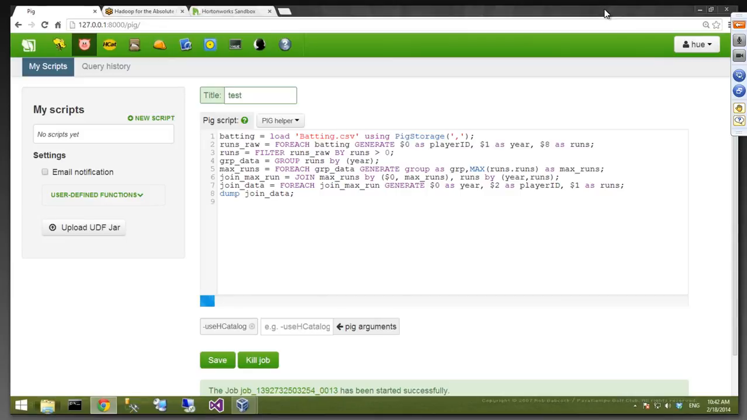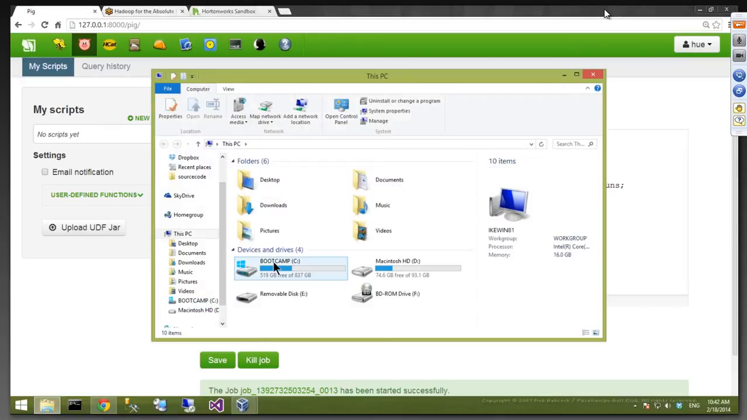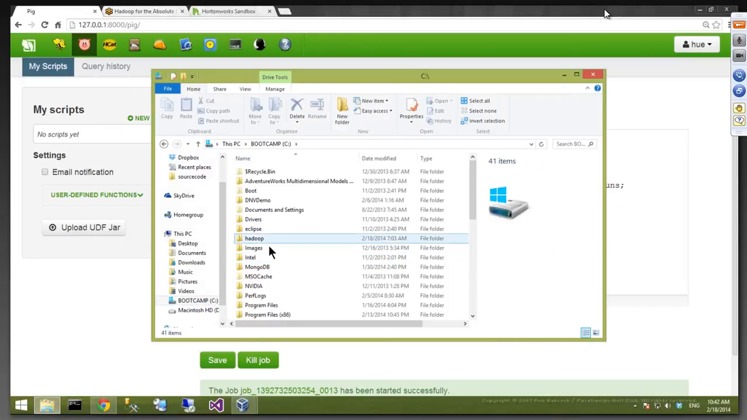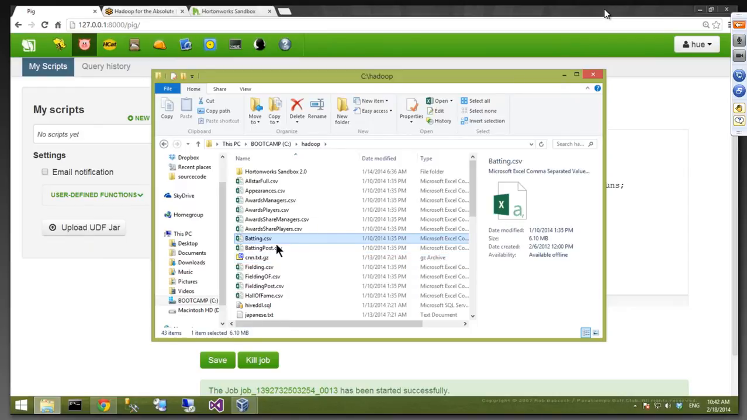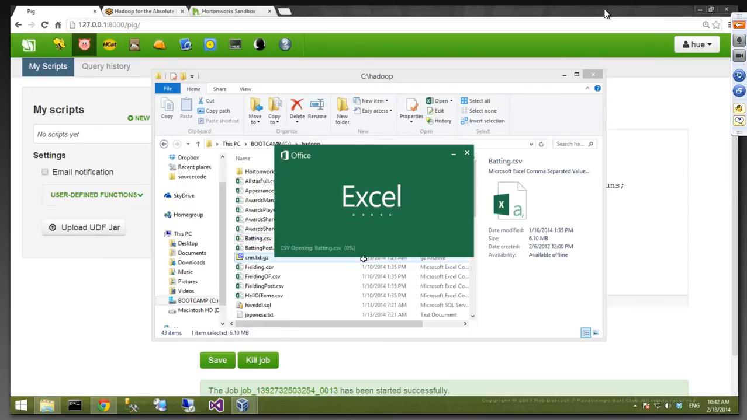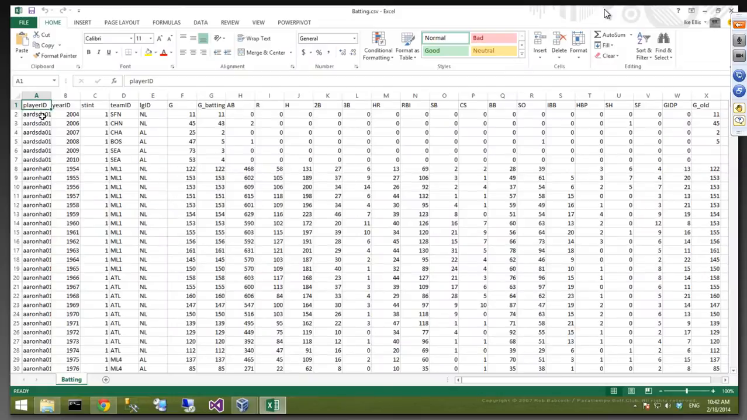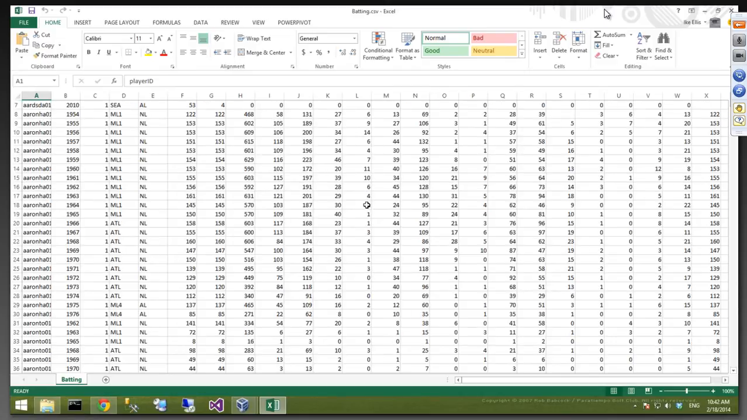While we're doing that, we can take a look at the player data if you'd like to see where we started. That batting CSV looks like this. So we get this player ID, we get the years that they were active, and we have all sorts of batting data for them, including how many home runs they had, how many RBIs they had, and finally what we're interested in, how many runs they scored.